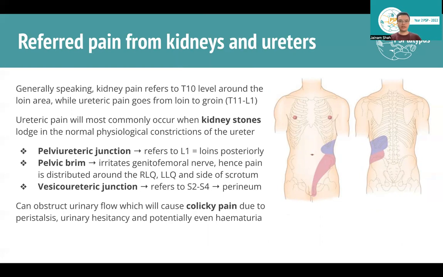Of course, when it comes to real life, whenever you have someone with referred pain of the kidneys or ureters, it's quite characteristic. When someone says they've got loin pain, pointing to their back, on both sides or just on one side, you know for a fact that that's probably a kidney pathology. When it comes to anatomy, just remember that it's about the T10 level, and you're thinking more posteriorly, that's where T10 is around the loin region.